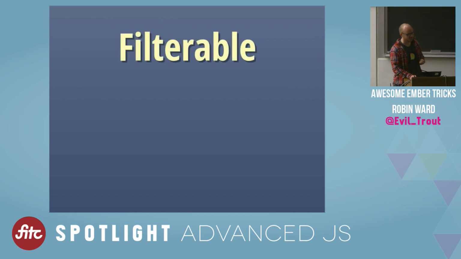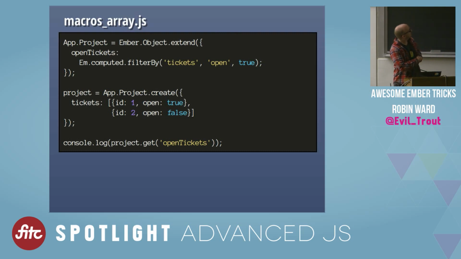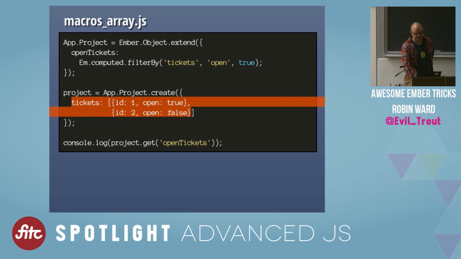The other really cool example of computed property macros is filtering. Here, I have a project class, and I have a computed property called open tickets. It's using computed filter by. It's saying, I have a tickets collection, look for the open ones, in this case the ones where open is true. If you created a project like this with a tickets array, and then said get open tickets, it would only return the ones where that filter is true. And again, because it's cached, if you changed one of the tickets to be open false, it would know to update. Otherwise, it would just return the same value.